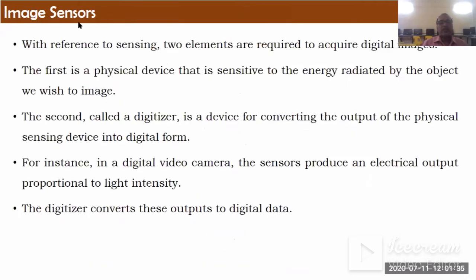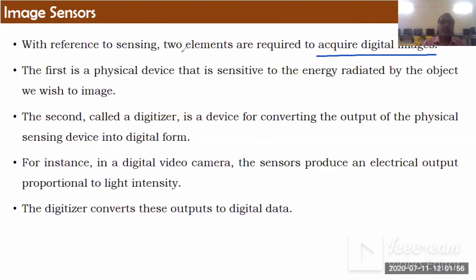Okay, so first, image sensors. The basic purpose of an image sensor is to acquire the digital image. So this is the first part. It is an input device. The image sensor is the input, and it can be used to capture the image.